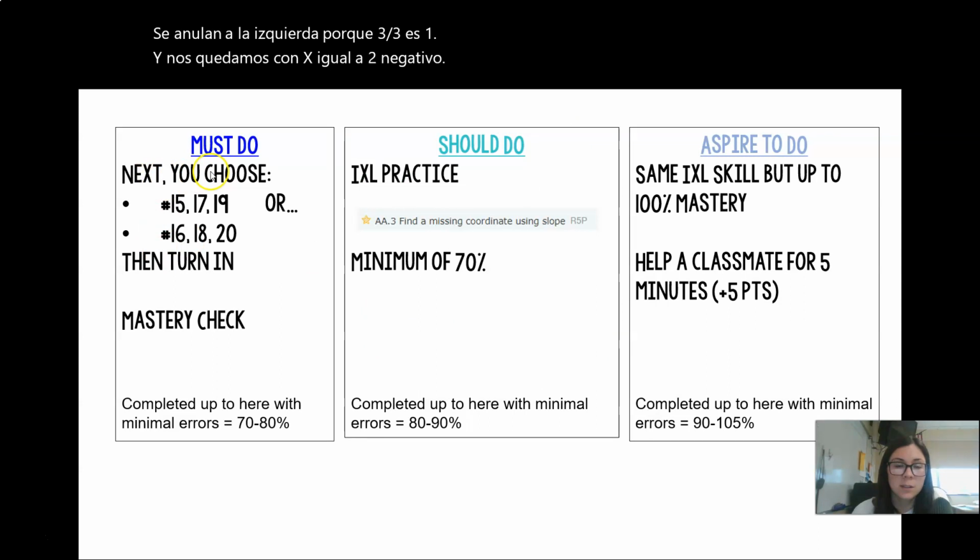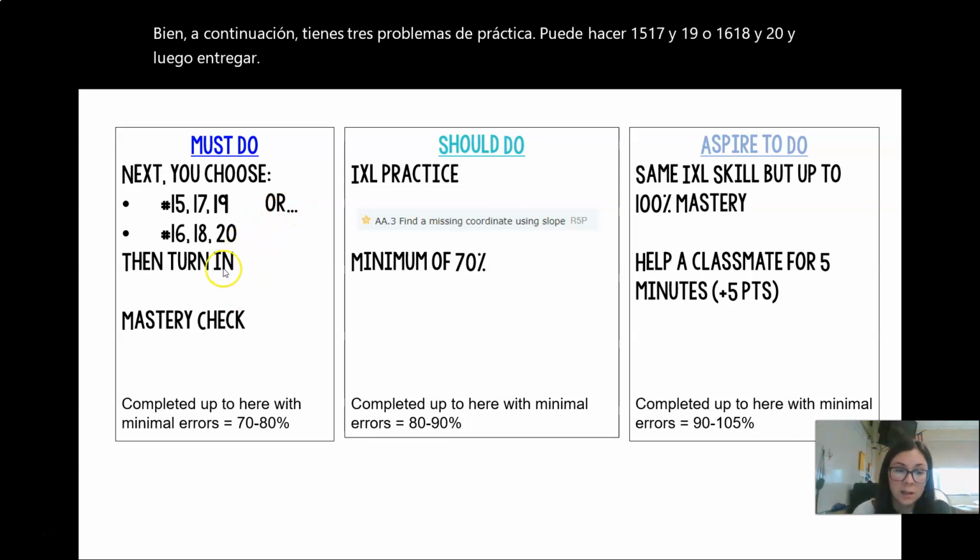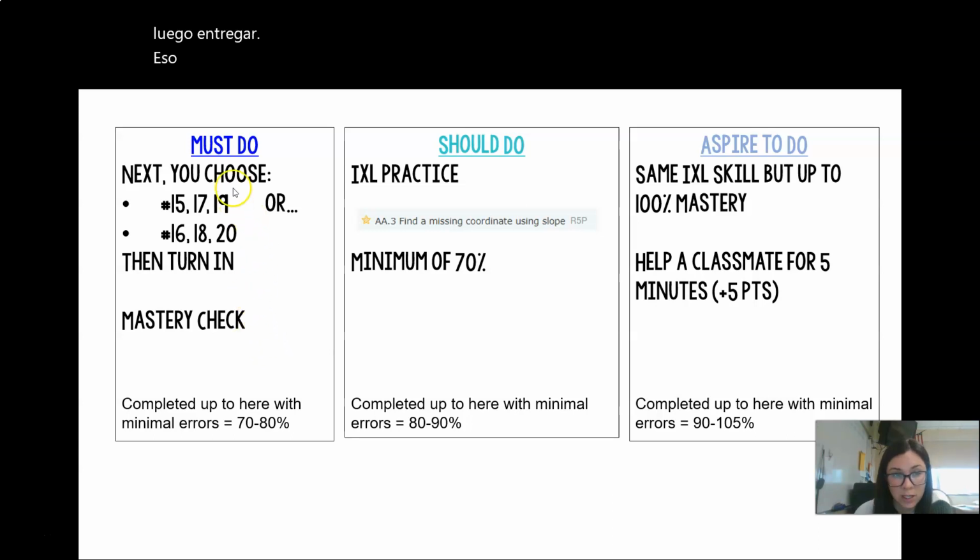Okay, up next, you have 3 practice problems. You can do 15, 17, and 19, or 16, 18, and 20, and then turn in. That is required, as is the mastery check. If you just do these, you can get up to an 80% with minimal errors.